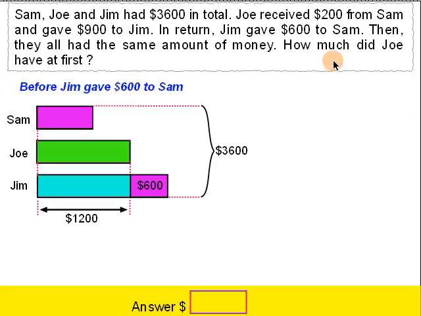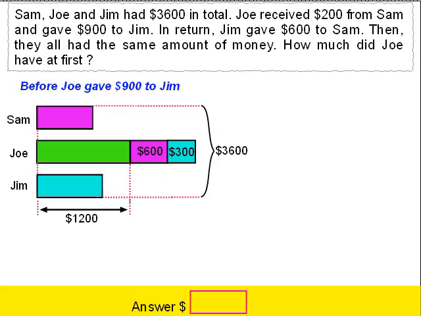It says that Joe gave 900 to Jim. So now we have to take from Jim and give it back to Joe. All right, $900. We do that. We take from Jim and give it back to Joe, $900.